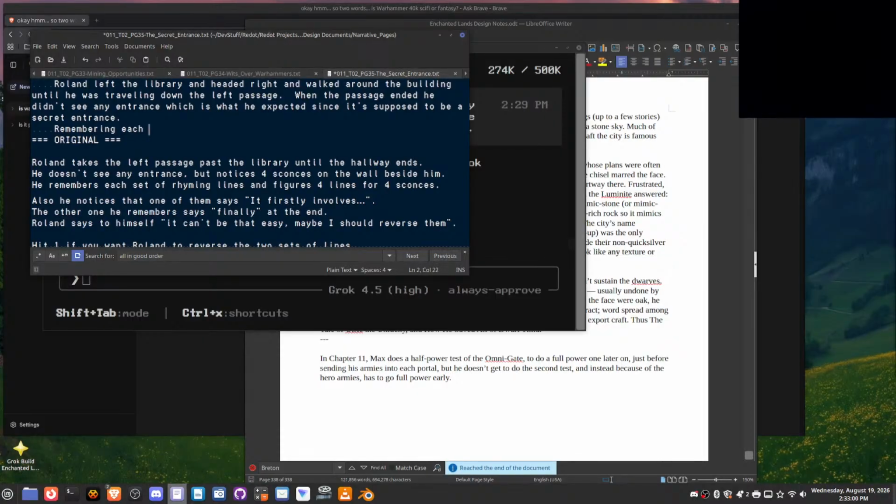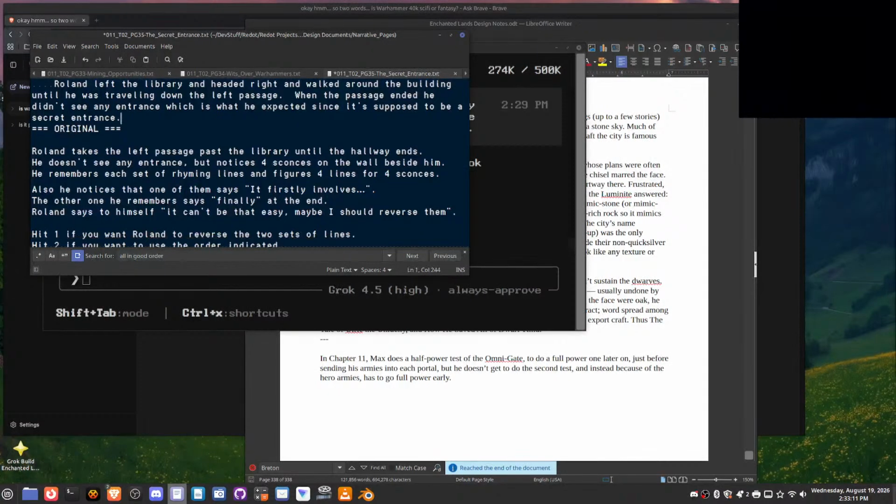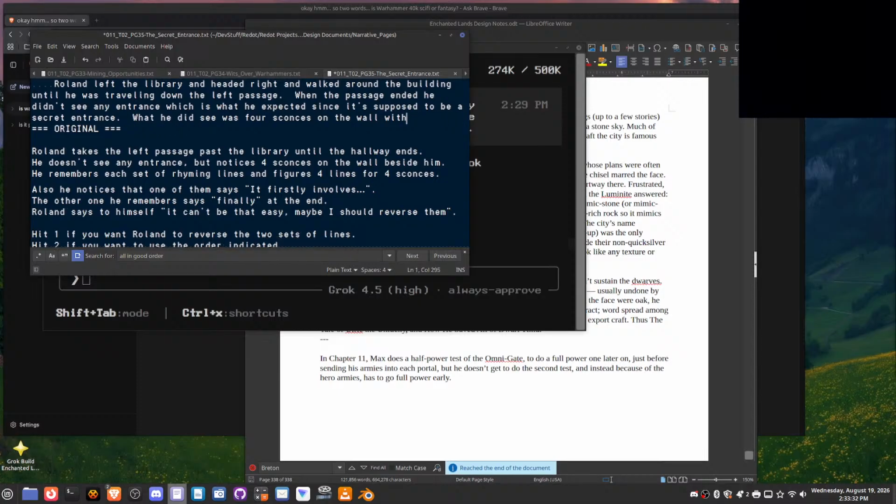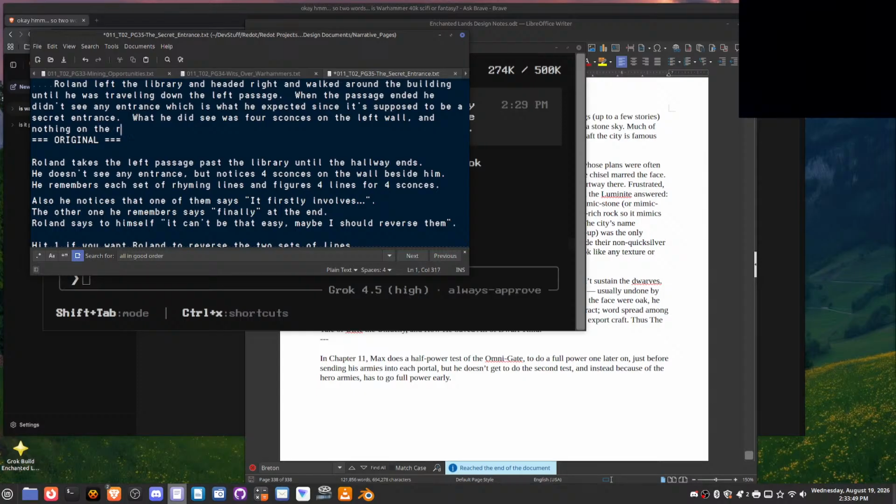Remembering each set of rhyming lines. What he did see was 4 sconces on the wall with torches, all on the same side, on the left wall. And nothing on the right.